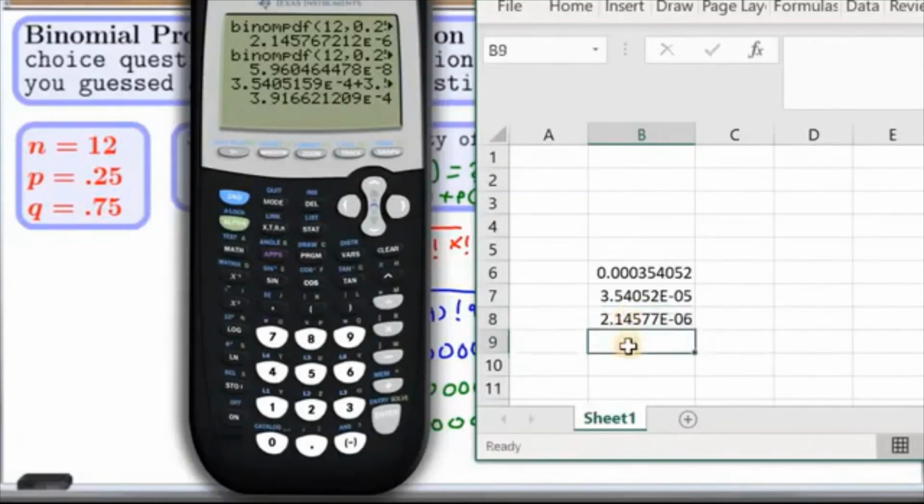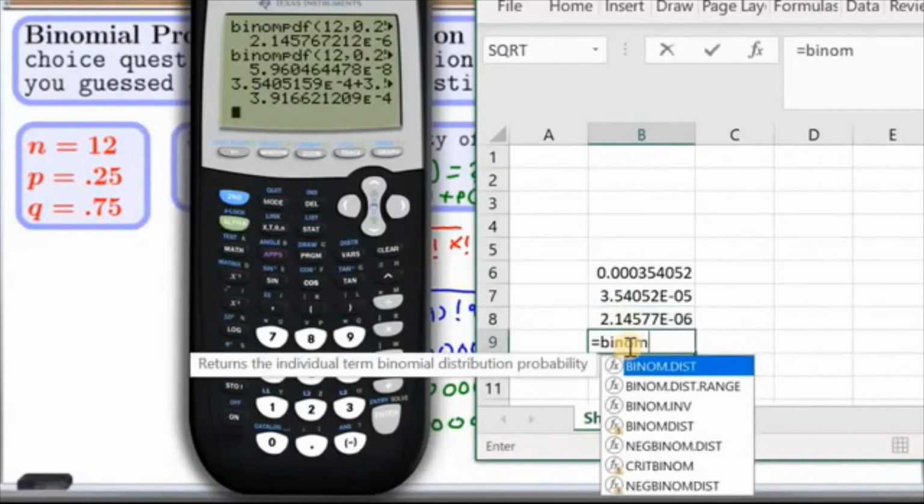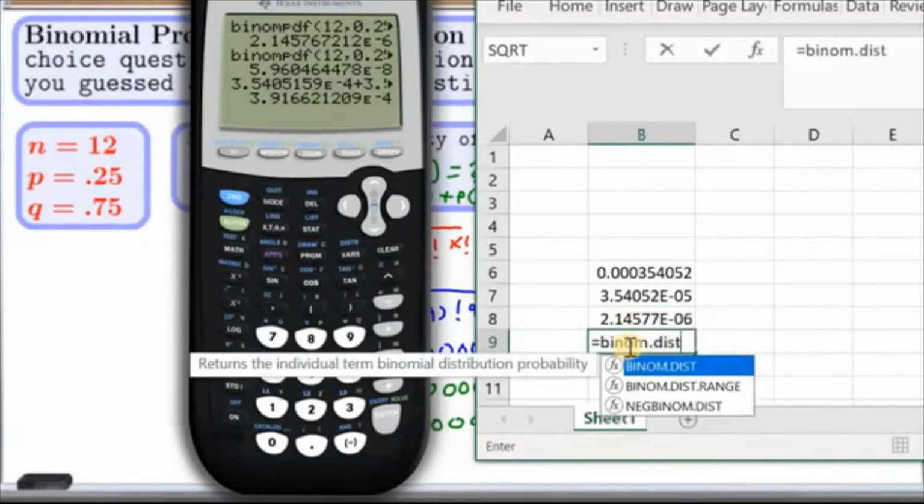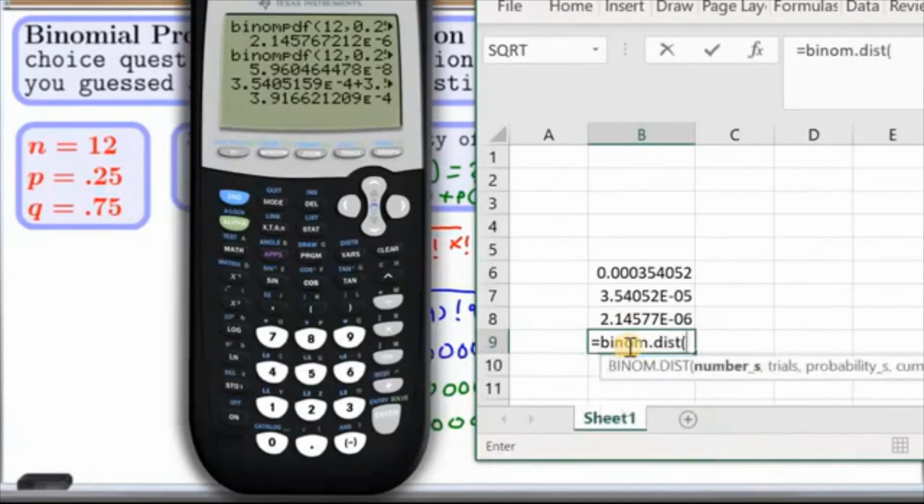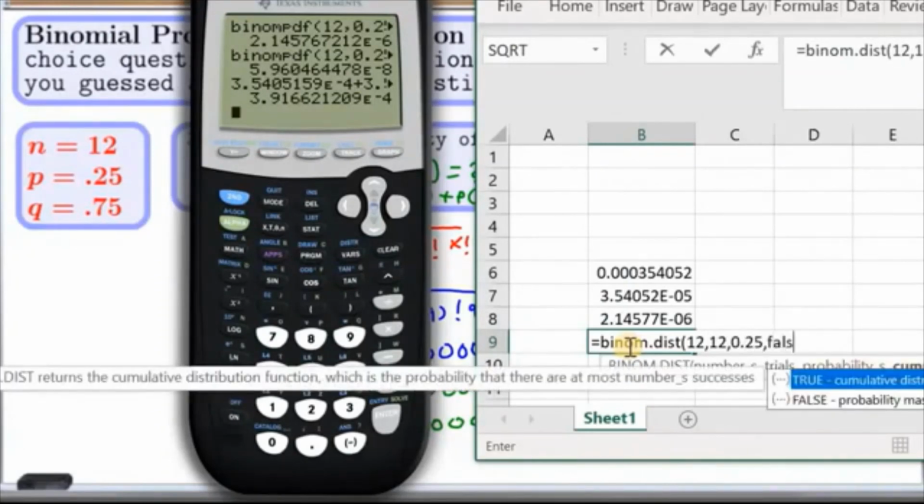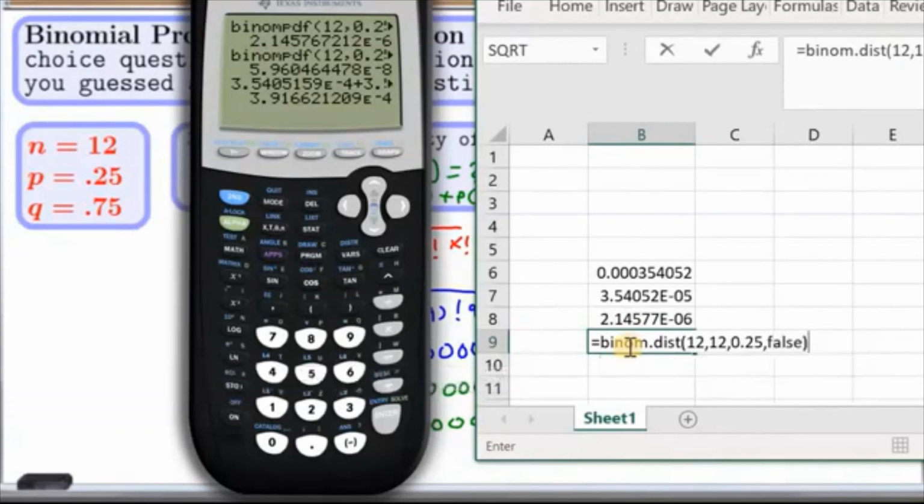So this is probability of 11. Now let's find probability of 12. So let's type in equal, type binomial dot dist, then put parentheses. Our number is 12 since we are trying to find probability of 12. Our trial is also 12. Our p is 0.25. Then again here we'll be typing false. Then close your parentheses, then hit enter again.